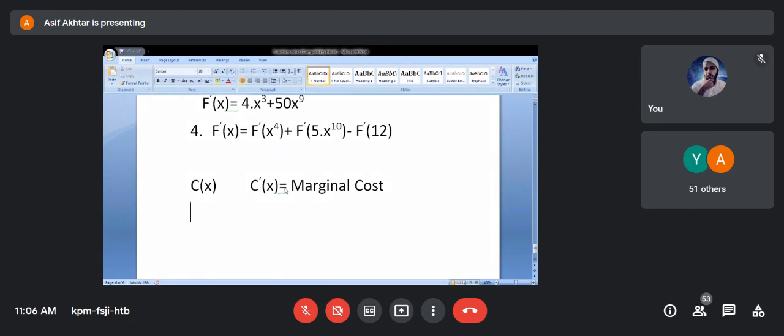Similarly, if this were not cost but revenue, and I want to calculate R, then I will keep it here like this. This is known as marginal revenue. So, in a nutshell, wherever we want to calculate the marginality, we have to go for differentiation.